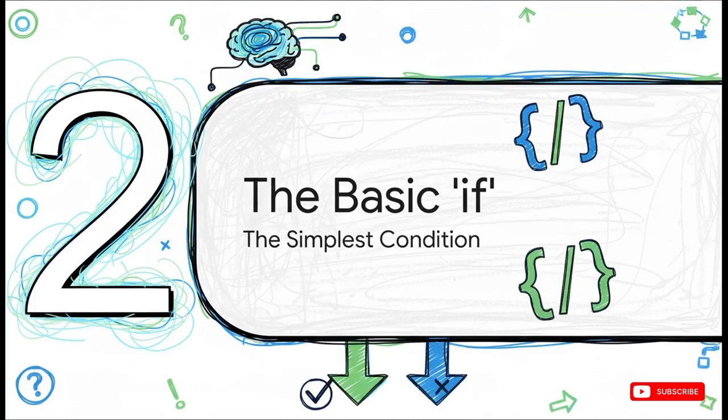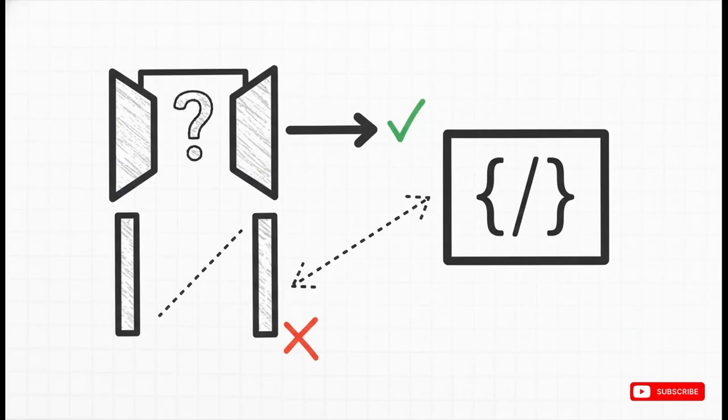Okay, so let's start with the absolute foundation. The simplest and, honestly, the most important conditional of them all, the if statement. This is ground zero for adding intelligence to pretty much any application you'll ever build. Okay, so picture this. An if statement is basically a gatekeeper. It has one simple rule. If the condition you set is met, if it's true, the gate swings open and your code runs. But if that condition isn't met, the gate stays shut and the program just walks right on by, completely ignoring that chunk of code. Simple as that.